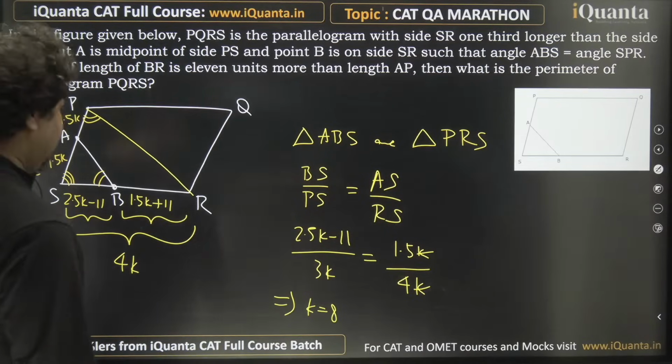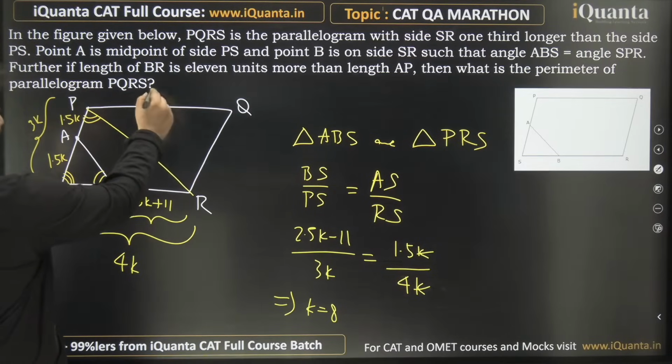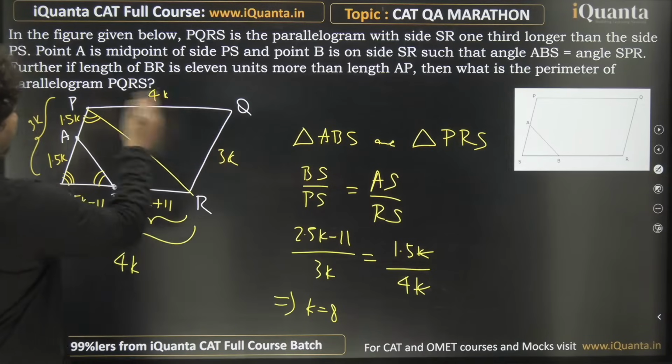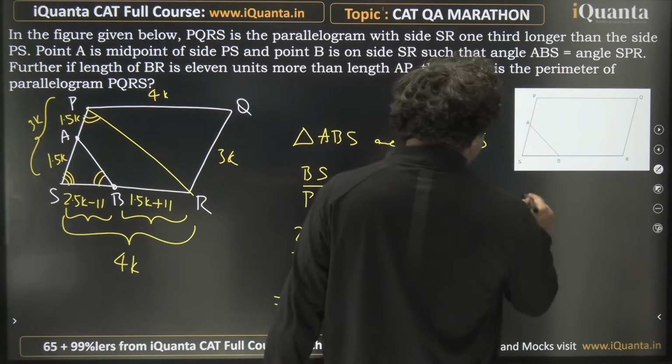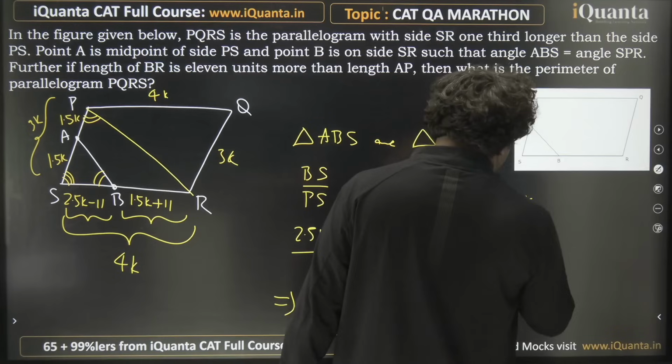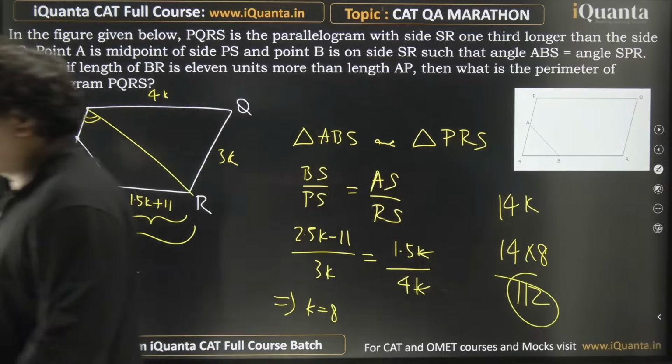And we have to find the perimeter. This is 4K, this is 3K. So this will also be 4K. This will also be 3K. Overall 4 plus 4 plus 3 plus 3. 14K will be the perimeter. K is 8. Let us put 8 over here. 14 into 8. The answer is 112. That happens to be the answer.